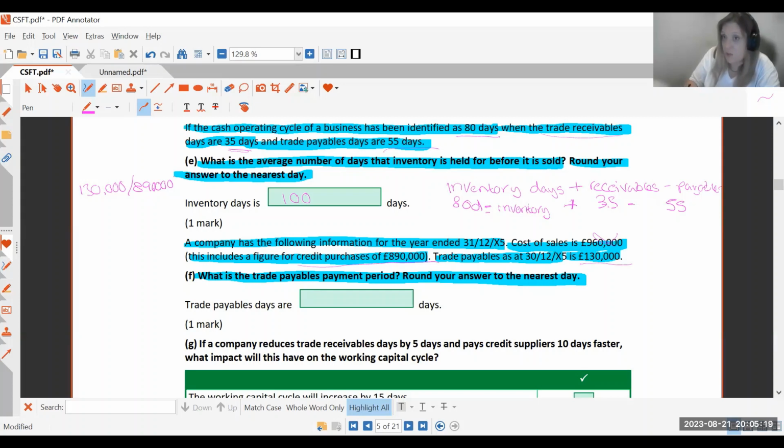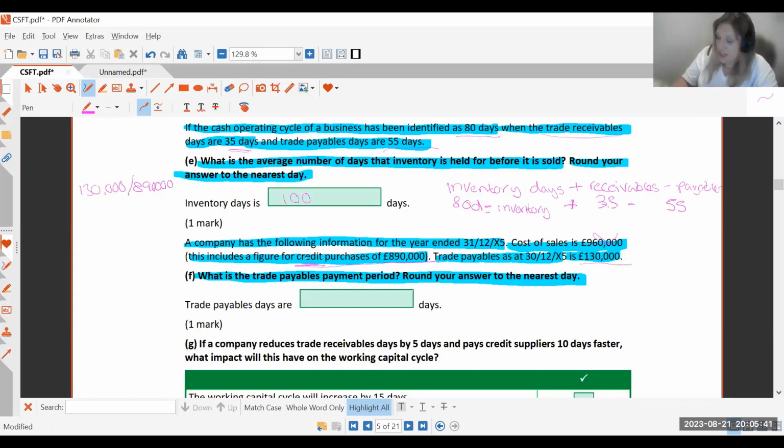Just purchases always supersede cost of sales. If you are given the credit purchases figure, that will always supersede cost of sales, because cost of sales also includes the cash purchases. During your financial statements unit, generally they wouldn't ever split it out for you. They wouldn't tell you what was credit and what was cash, but in this unit they might do.